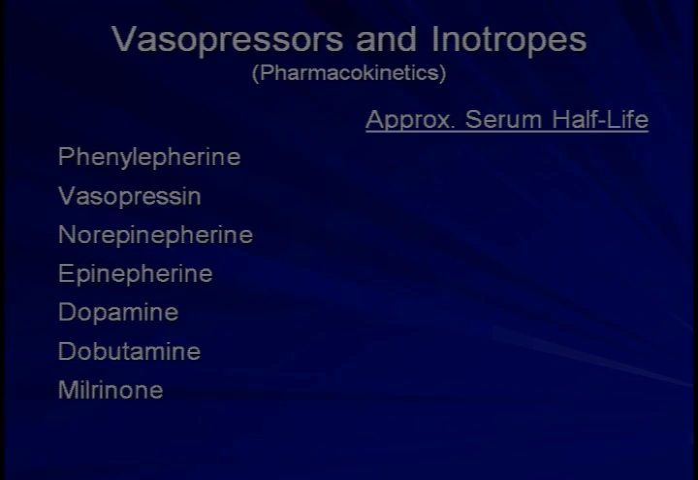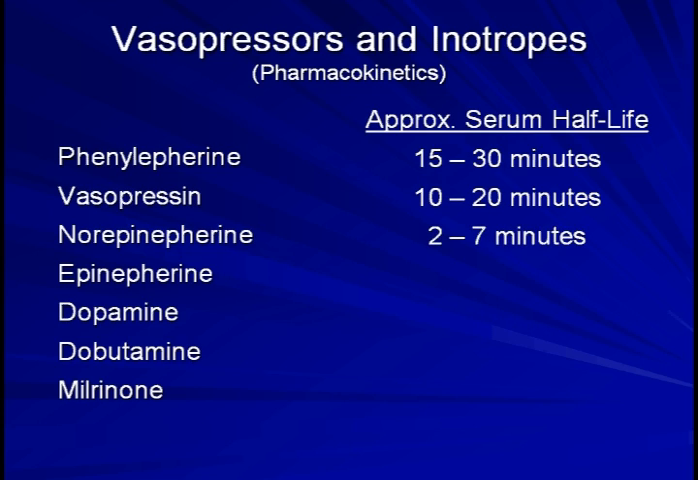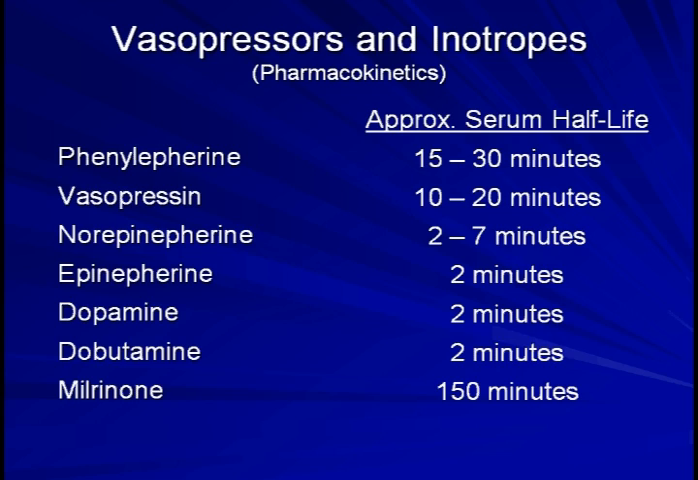Another aspect of pressors of which you should be aware is their serum half-lives. The values here represent averages, and the half-lives are probably longest in the sickest individuals due to the most deranged metabolic pathways and organ dysfunction. First, phenylephrine is 15 to 30 minutes. Vasopressin is 10 to 20 minutes. Norepinephrine has been reported anywhere from 2 to 7 minutes. Epinephrine, dopamine, and dobutamine are all about 2 minutes, so a very short duration of action. Finally, milrinone's half-life is very long, about 2.5 hours.